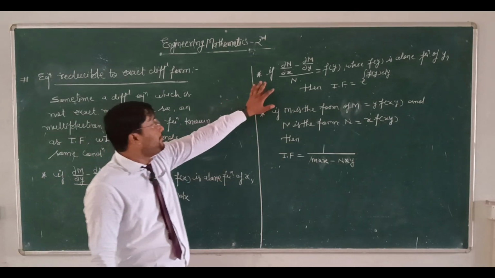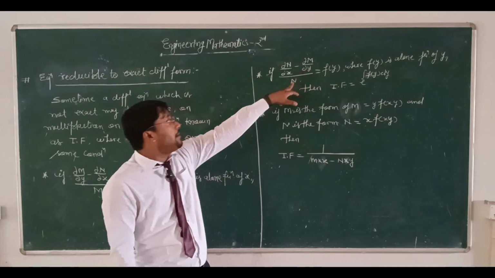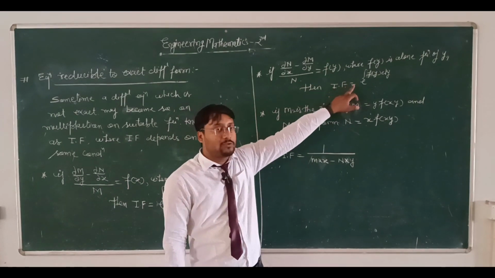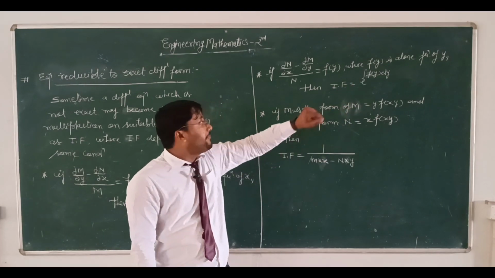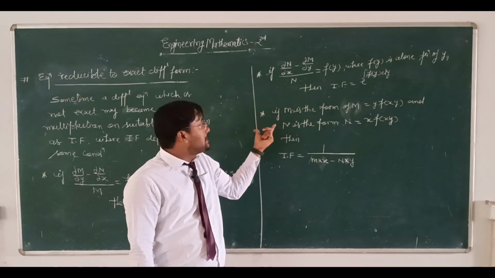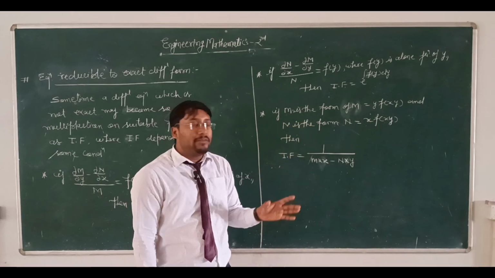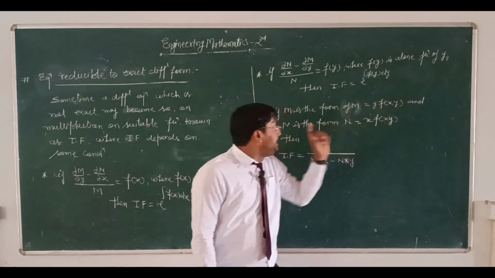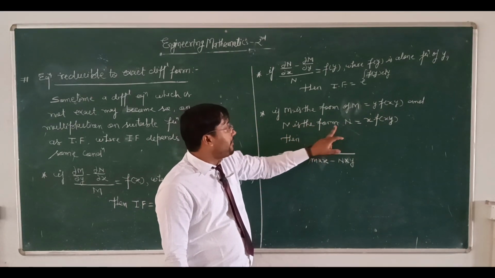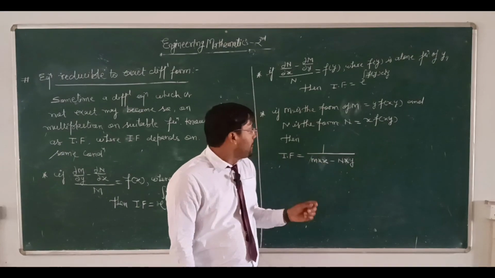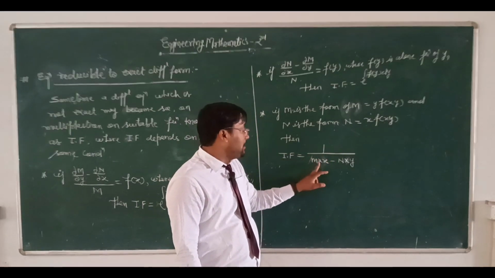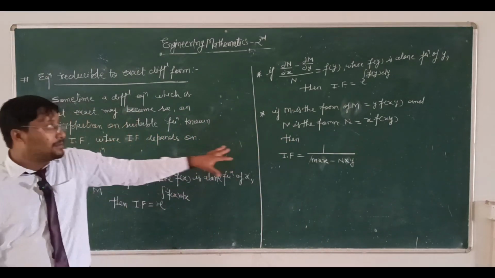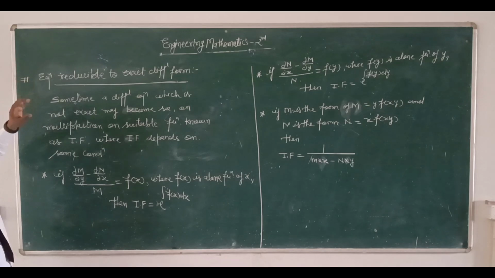Now the second condition: if (∂N/∂x − ∂M/∂y)/M is only a function of y, then IF is equal to e to the power ∫f(y) dy. The third condition: if M is of the form y f(xy) and N is of the form x f(x, y), then IF is equal to 1 upon (Mx − Ny). You can use these tricks or rules to find the exact differential equation.